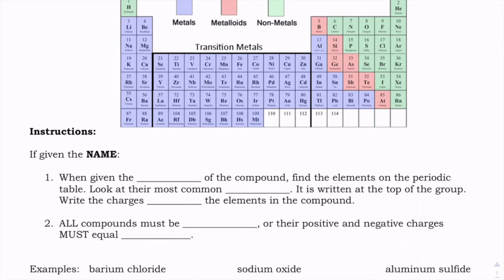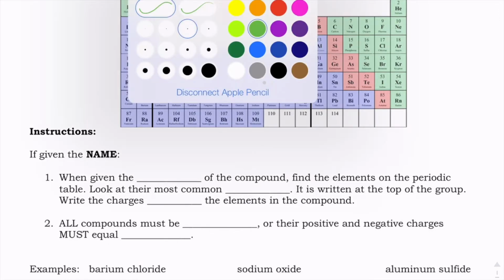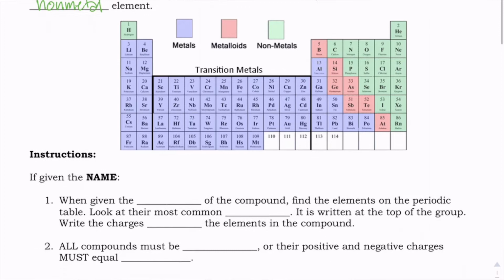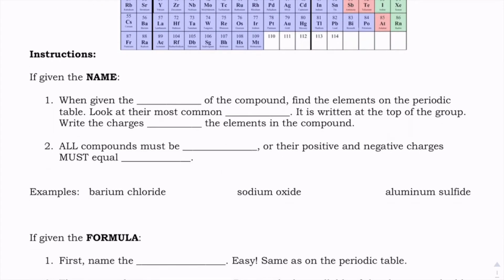So there are some instructions for naming binary ionic compounds, and binary just means two. So these have two elements in them, one metal and one nonmetal. When you're given the name of the compound, find the elements on the periodic table. Look at their most common charge. It is written at the top of the group on your periodic table. Write the charges above the elements in the compound.